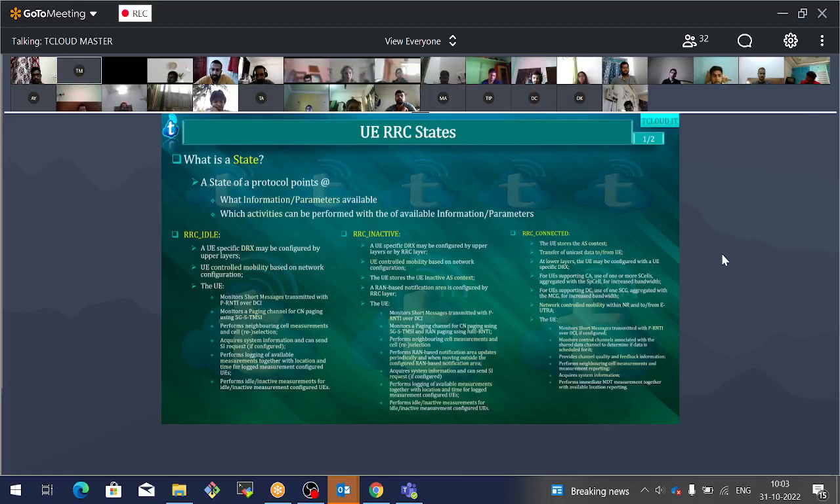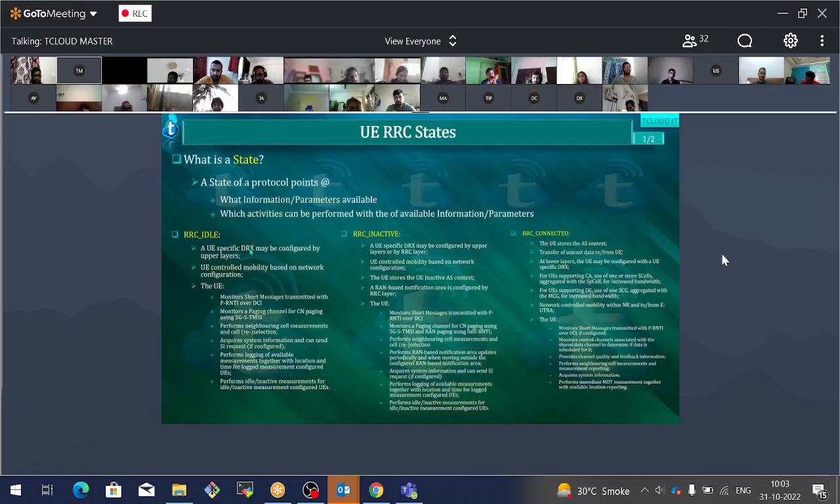So the state is a generic thing. From the RRC point of view, there are three states: idle, inactive, and connected. What are the different things that the mobile can do in these states, and what information it will contain is what this particular slide tells us. What does the UE do in RRC idle state?